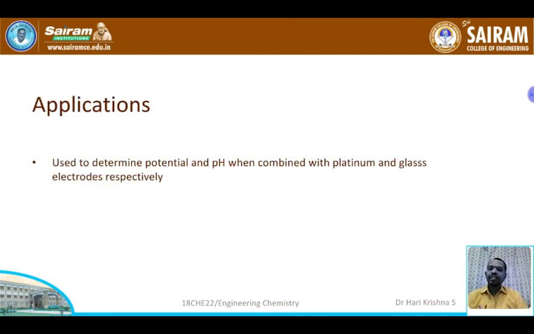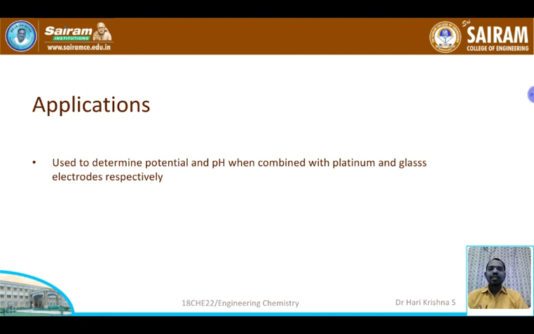The application is to determine potential and pH when combined with platinum and glass electrodes respectively. It is mainly used to determine endpoints of redox reactions. This Calomel electrode will be coupled with a platinum electrode to determine the endpoint of a redox reaction in potentiometric estimations, and the same Calomel electrode will be coupled with a glass electrode to determine the pH of the reaction. So we can determine the pK of the experiment too. So these are the applications.